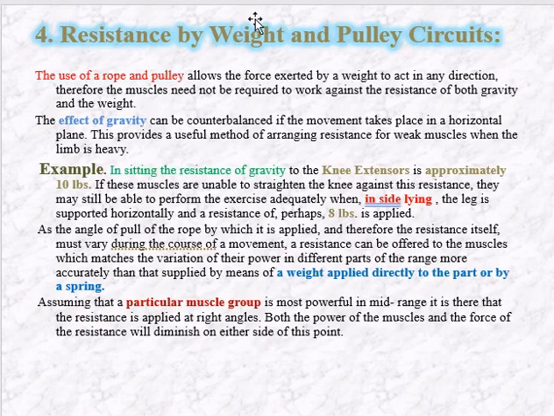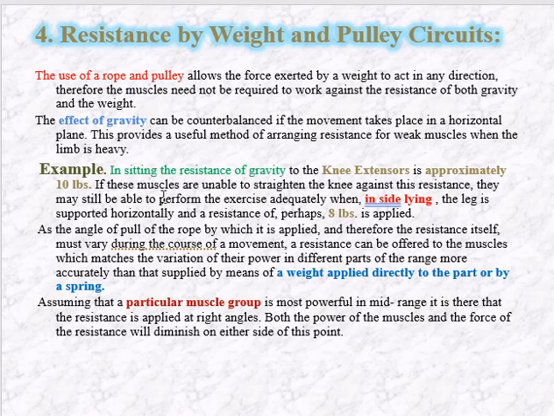Resistance by weight and pulley circuit. Basically, the use of pulley and rope allows the force exerted by the weight to act in any direction. Therefore, the muscles need not work against the resistance of both gravity and weight. The effect of gravity can be counterbalanced if the movement takes place in a horizontal plane. This provides a useful method of arranging resistance for weak muscles when the limb is heavy.